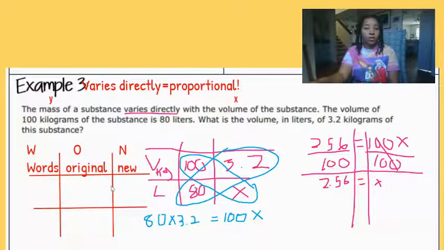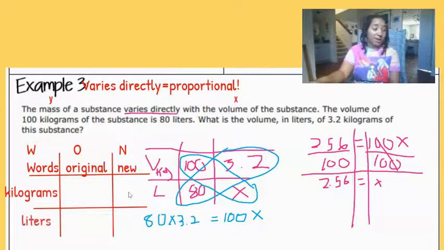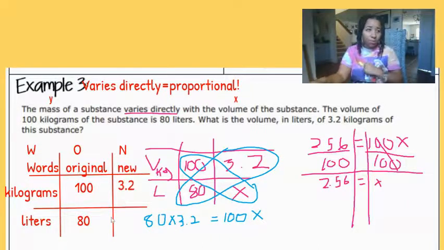Oh, they call it a one chart. Sorry, one chart. Words, original information, new information. Kilograms is on top. Liters is on the bottom. Kilograms was 100. Liters was 80. Just like that. The new information was 3.2 kilograms, x. You got to cross multiply.